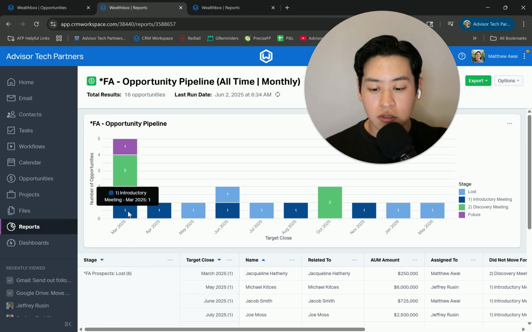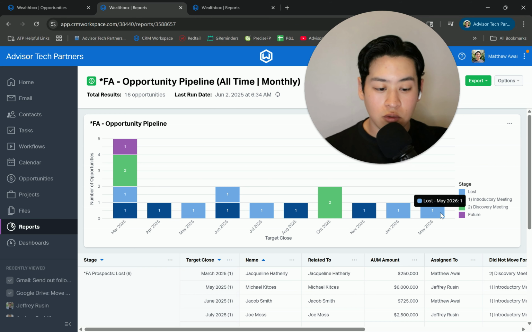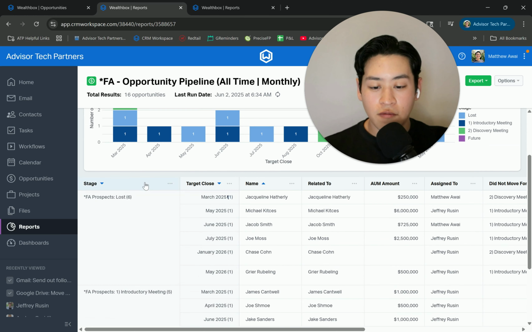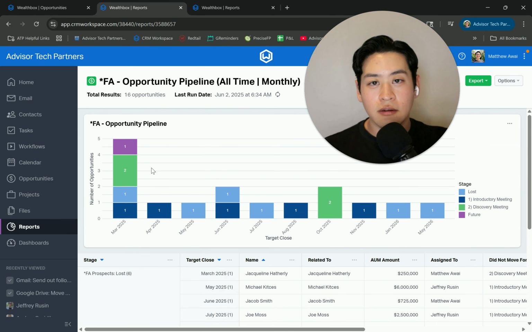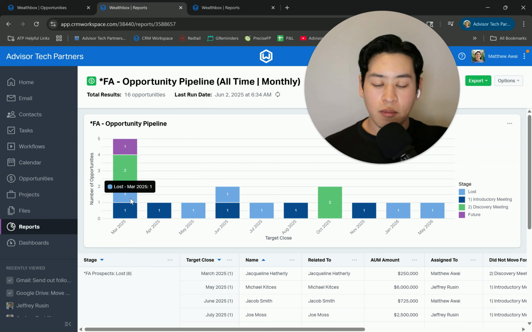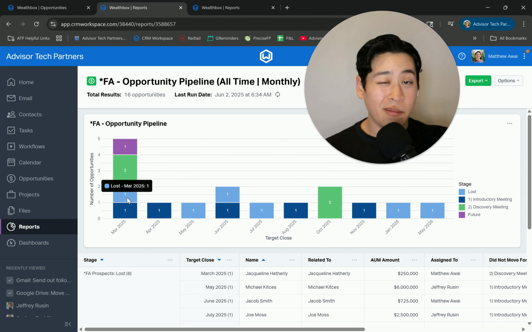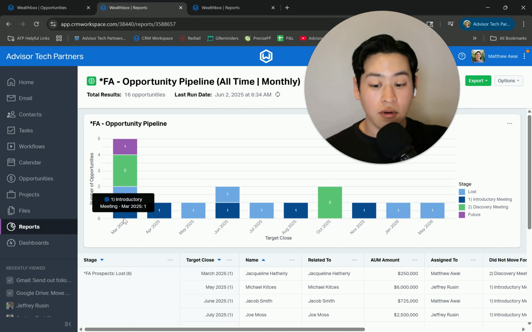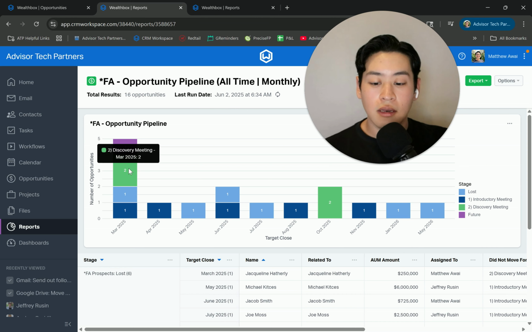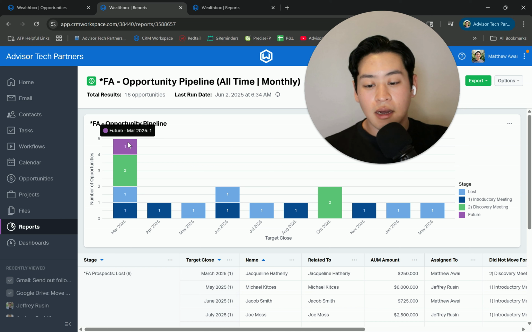Now, in our case here on the actual opportunity, we see that we have March 2025 all the way to May 2026. So we'll show you the information that we're trying to track here. Essentially, what we're doing is showing in this graph how many opportunities are closed won, closed lost, how many of them are still in that introductory meeting phase, how many are in the discovery meeting phase, and how many are actually scheduled out for the future here.